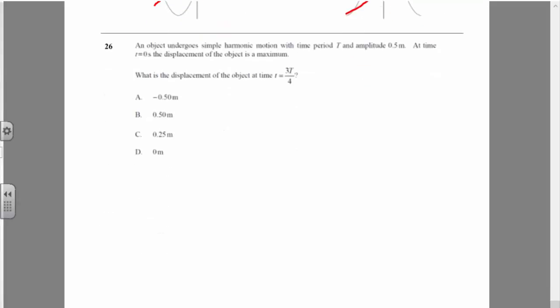Okay, 26. An object undergoes simple harmonic motion with time period T and amplitude 0.5 meters. At time t equals 0, the displacement of the object is a maximum. What's the displacement of the object at a time 3/4 of a period? So if we think of a mass bouncing horizontally between this position and this position, it's going to start off here. After 1/4 of a cycle, it will be there. 2/4 of a cycle or half a cycle, it'll be there. 3/4 of a cycle, it'll be there. And so it should be back at equilibrium, so it should be D.